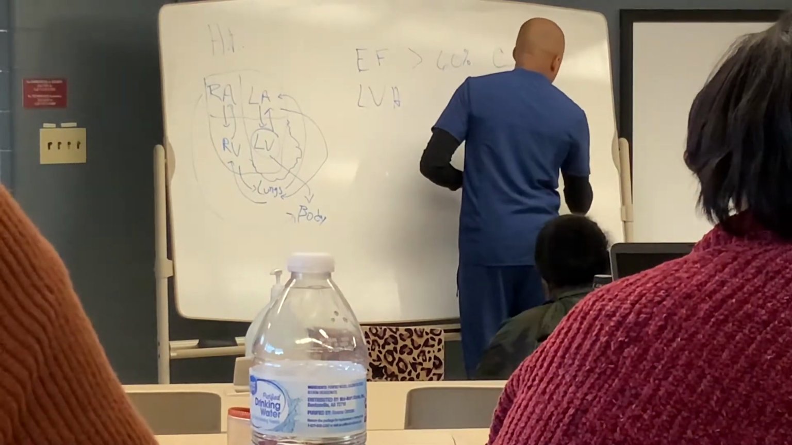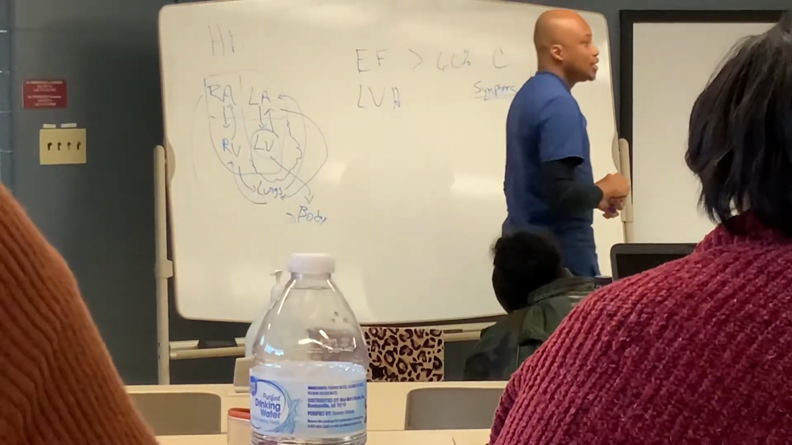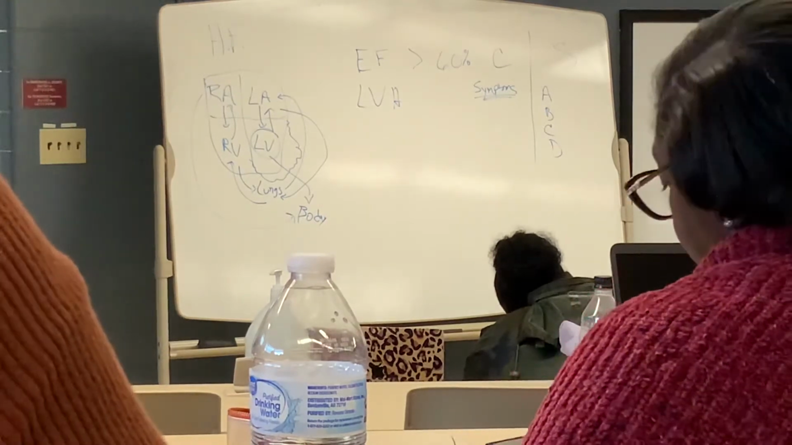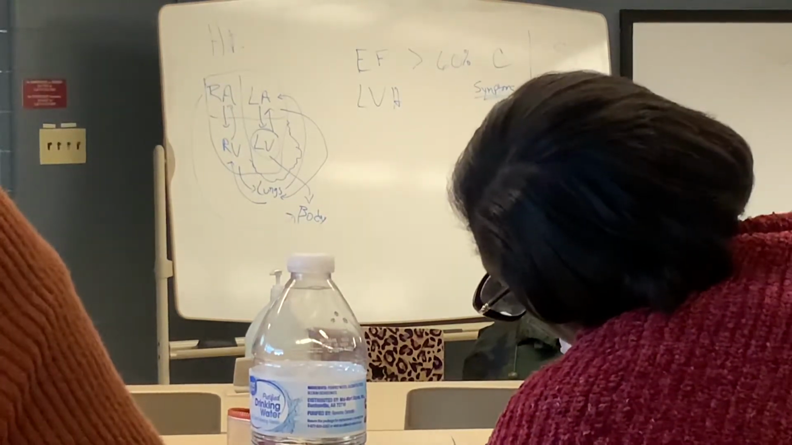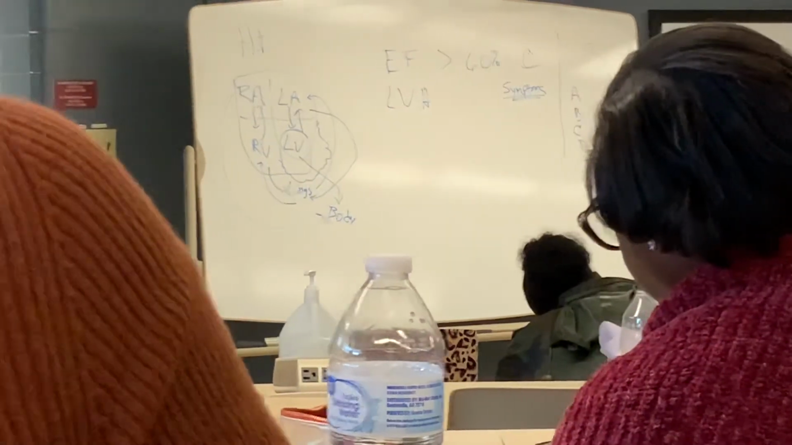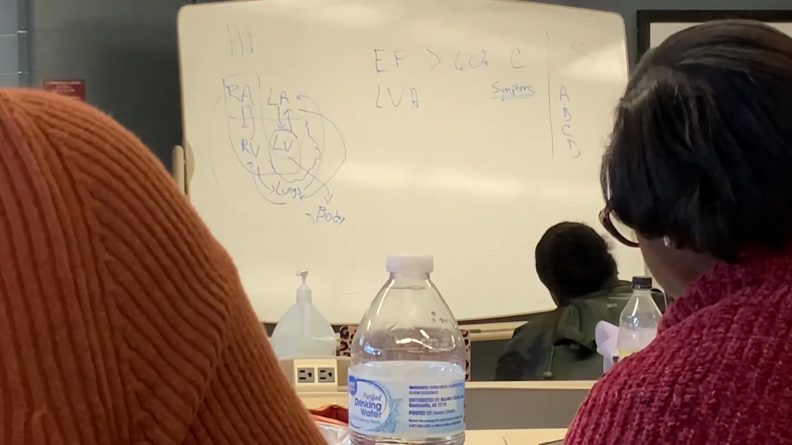A, B, C, and D. Okay? ACC, AHA, staging of heart failure. That's what we move towards, because it shows heart failure as more of a progressive disorder. All right? So can somebody tell me what happens in stage A?